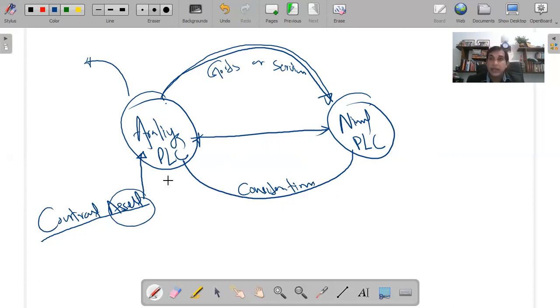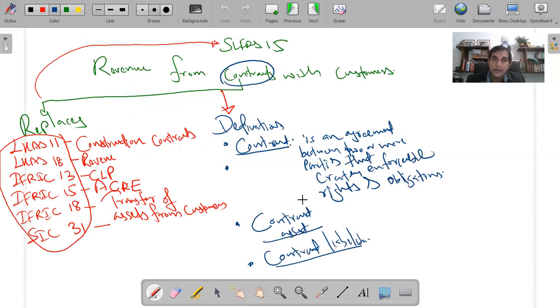Contract liability. Let me read the definitions. If you need, you can write them down. Contract asset: an entity's right to consideration in exchange for goods or services that the entity has transferred to a customer when that right is conditional on something other than the passage of time.